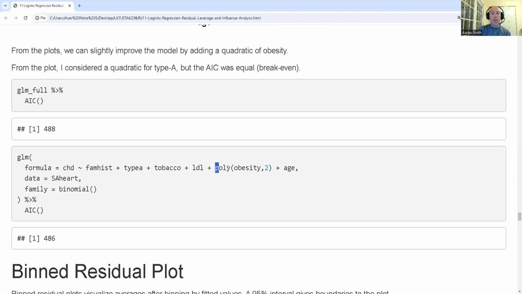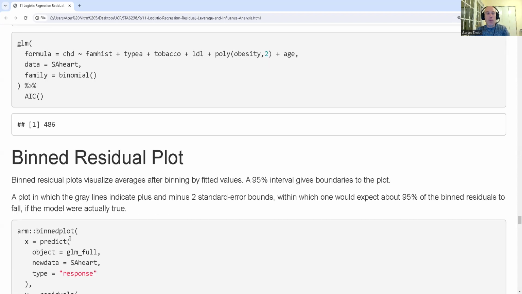And by putting in a degree 2 polynomial on obesity, my AIC decreased slightly. I mean, it was an improvement. It wasn't much of an improvement. So, keep it, lose it, whatever.